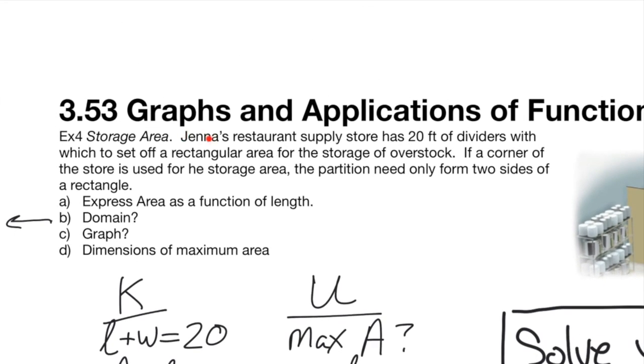Storage area. Jenna's restaurant supply store has 20 feet of dividers with which to set off a rectangular area of the storage overstock. If a corner of the store is used for the storage area, the partition need only form two sides of the rectangle.